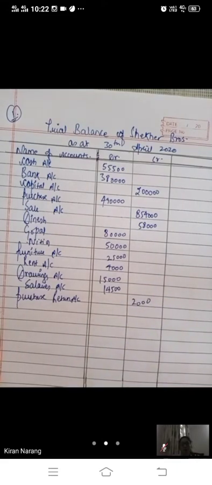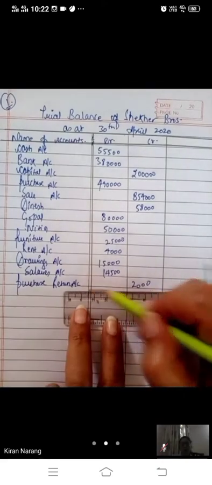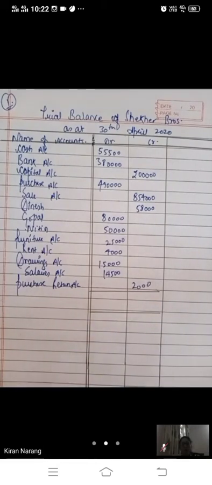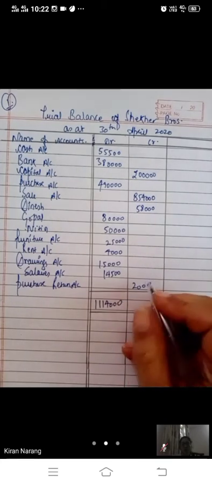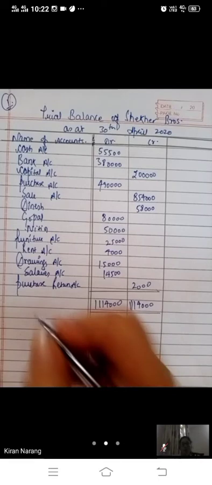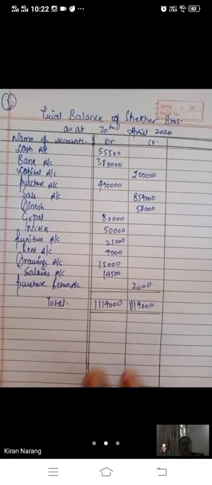At the end you have to do a total, and the total should be equal for both the sides. It is 11 lakh 14,000. This is the total. If your total is equal, that means you have not made any mistake. And if your total is not equal, that means you have made a mistake. Any doubt, bache?